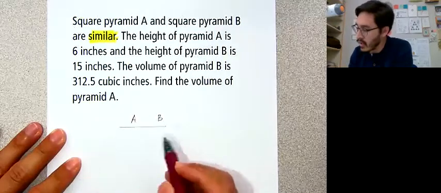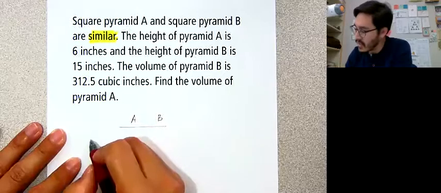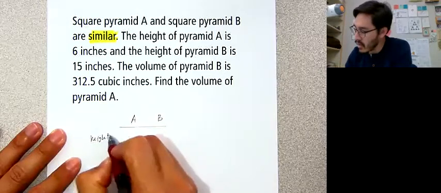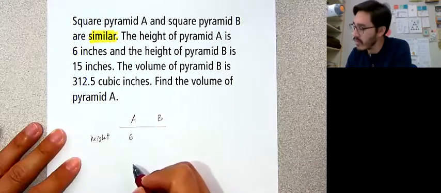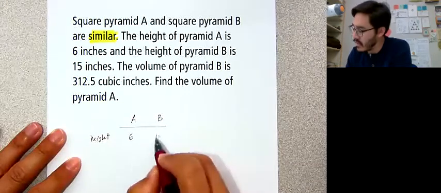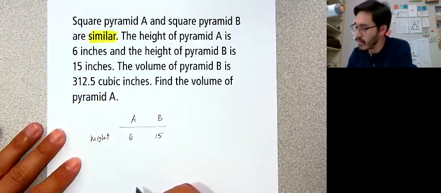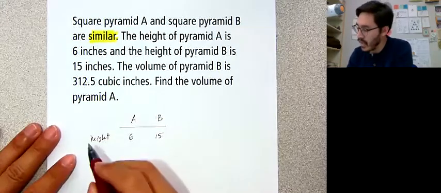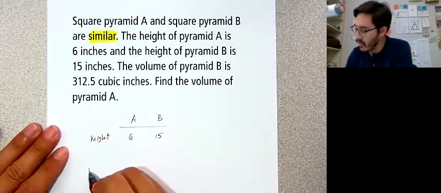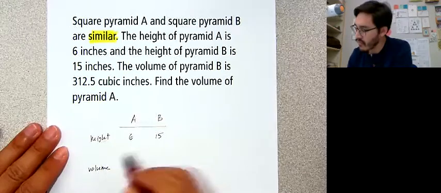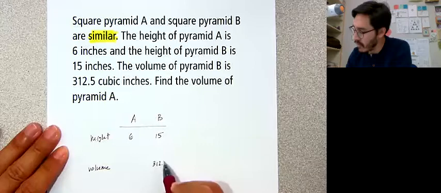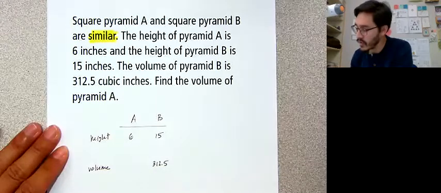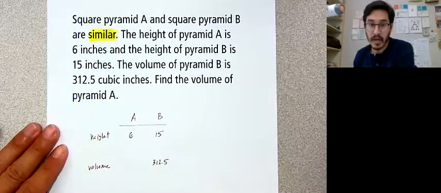and then the height is 6 inches for pyramid A and 15 inches for pyramid B. And then the volume of pyramid B is 312.5 cubic inches. Find the volume of pyramid A.